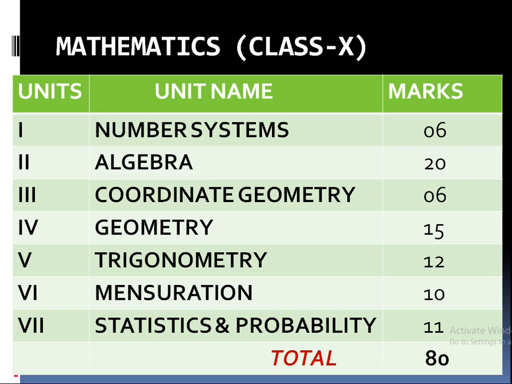Now last unit, unit 7, statistics and probability. In this unit there are 11 marks. Total marks is 80.